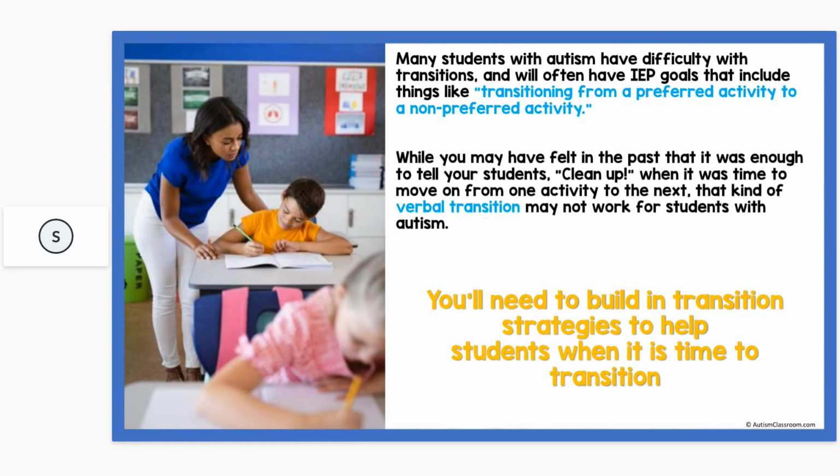So a lot of our students have difficulty with transitions, and sometimes they'll have an IEP goal or that supplementary aids that says they're going to transition from a preferred activity to a non-preferred activity. And of course, they're fine when it's playtime and when it's time for the music or a video, but as soon as it's time for math, then you might have a problem. So if you have felt in the past that you had to tell your students clean up when it's time to clean up, that is a verbal transition, and it might work well in general ed, but it doesn't always work well for students with autism.